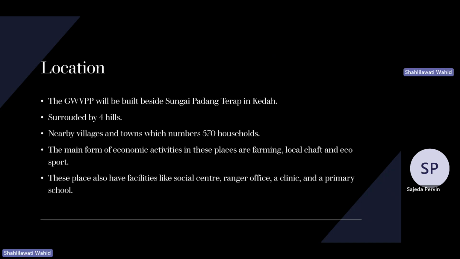I'll also explain to you the location of where we are planning to build this project. The GWVPP will be built beside Sungai Padang Terap in Kedah, surrounded by 4 hills, nearby villages and towns, which number 570 households. The main forms of economic activities in these places are farming, local craft, and eco sports. These places also have facilities like social centers, ranger offices, a clinic, and a primary school.